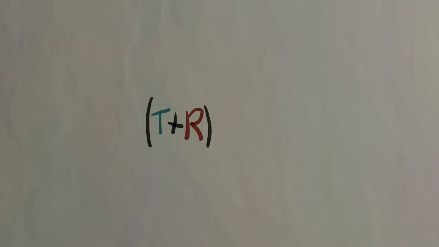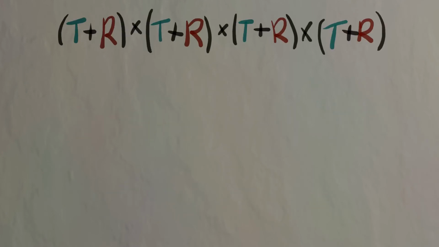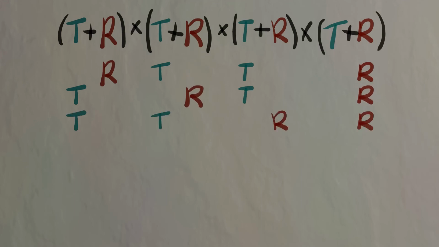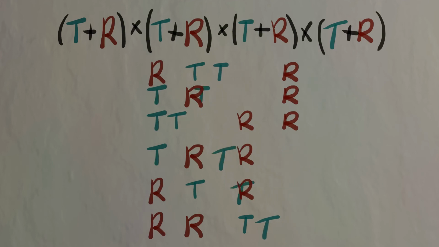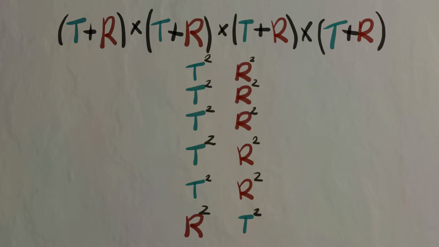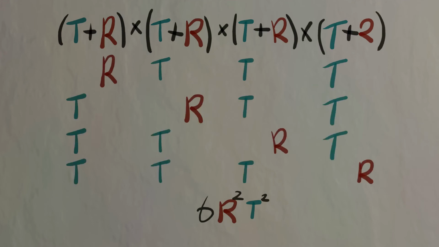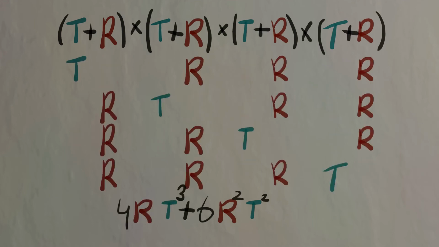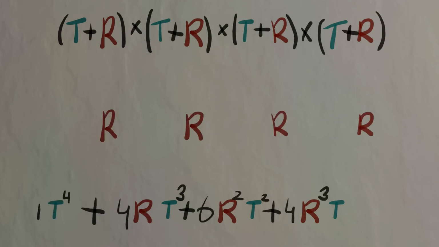So now let's multiply t plus r by itself 4 times. We take one element from each of the 4 bracketed terms. How many ways can we take 2 t's and 2 r's? 6. There's only 6 ways of arranging them. T times t is t squared, so we have 6 total t squared times r squared. There's 4 ways we can get t cubed times r, same for r cubed times t. There's only one way to take all 4 t's and only one for all r's.